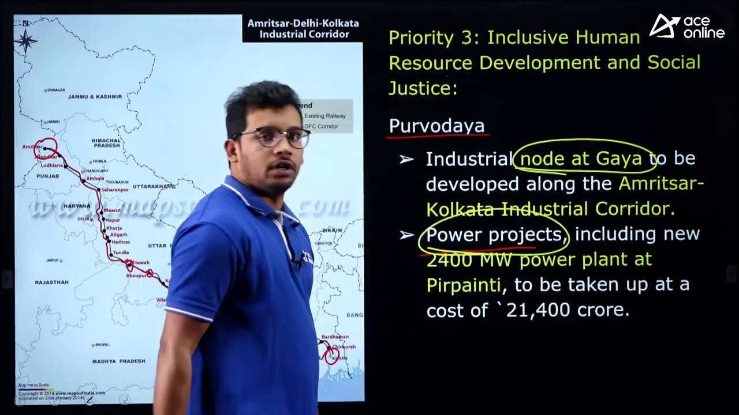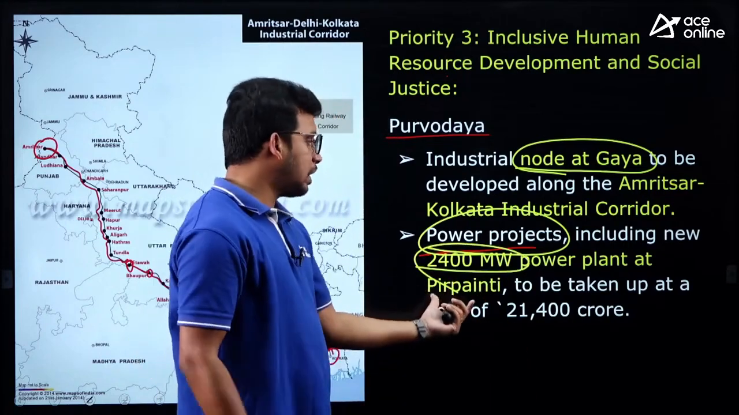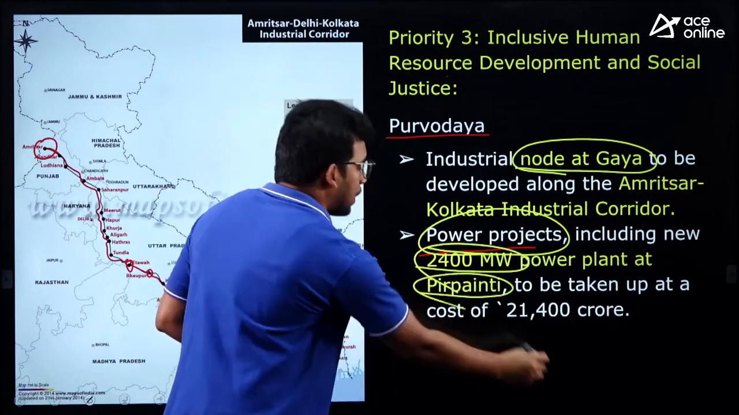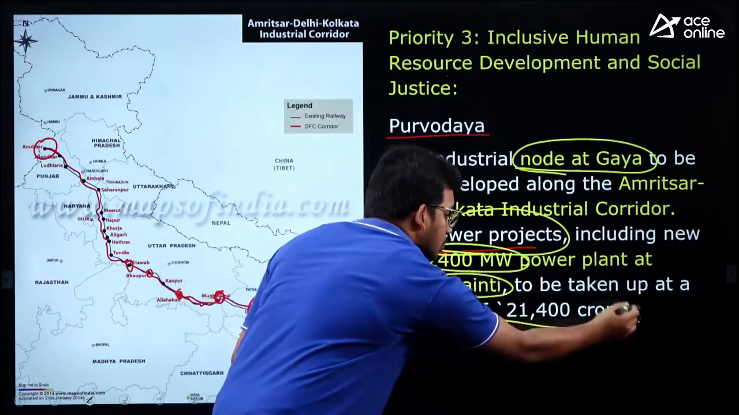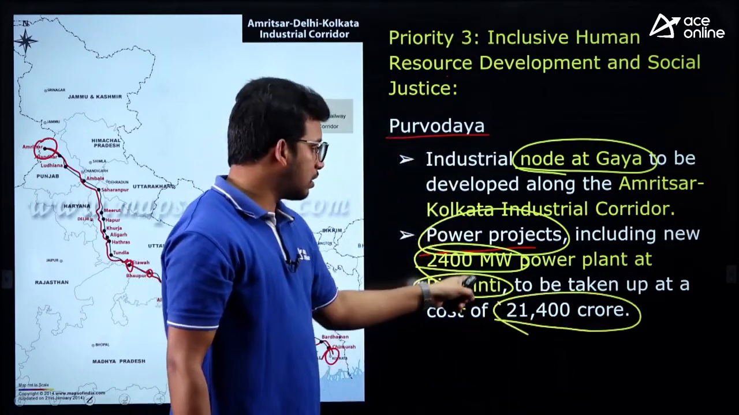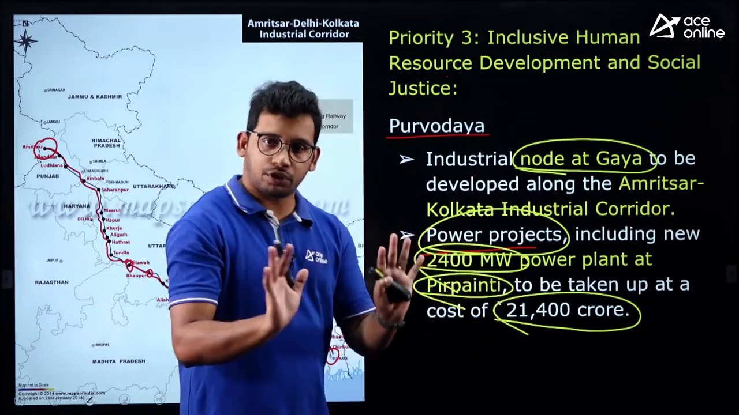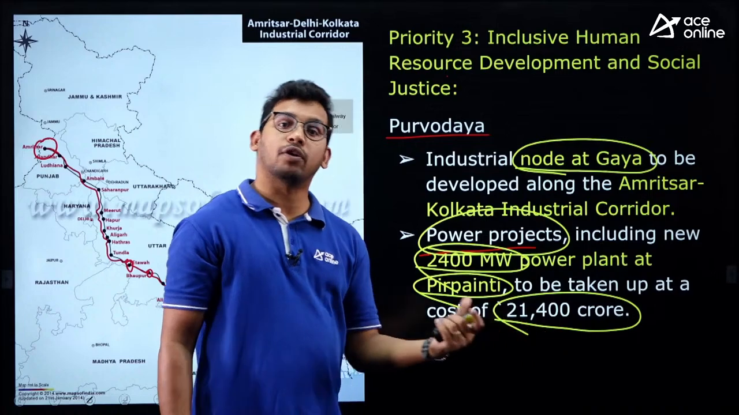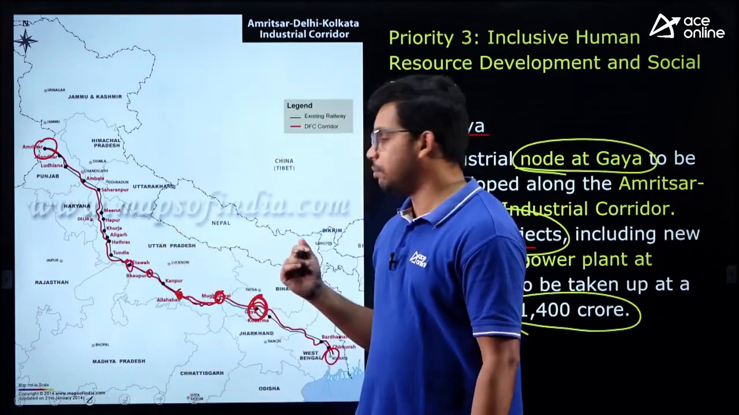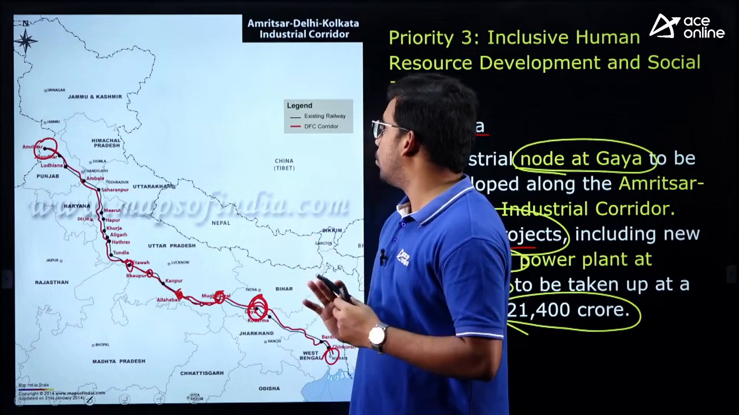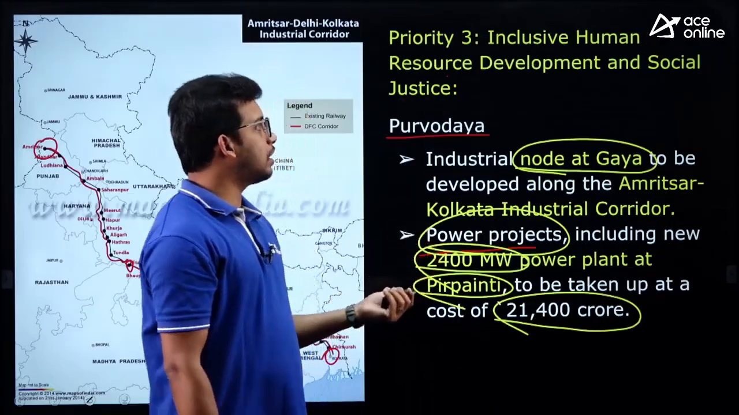Power projects with the capacity to develop 2400 megawatts of power at Pirpainti, which is also in Bihar, near Gaya. They are going to take this up with 21,400 crores for the industrial corridor in the Gaya region in Bihar. So this is about giving certain benefits to the Bihar region.